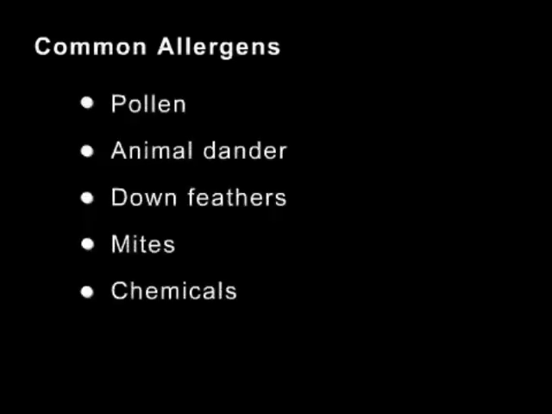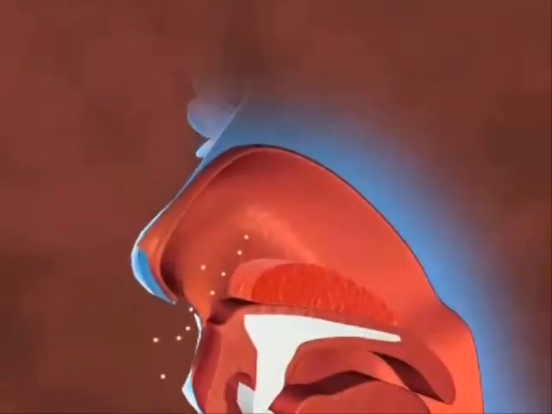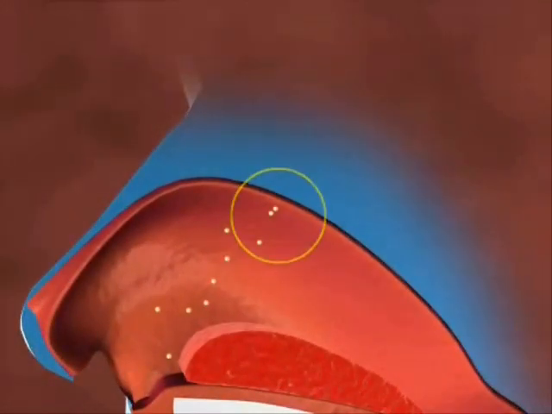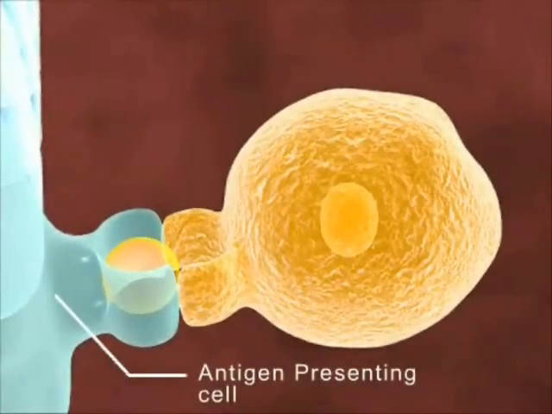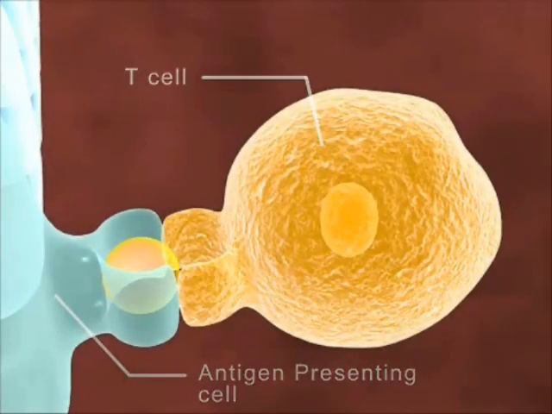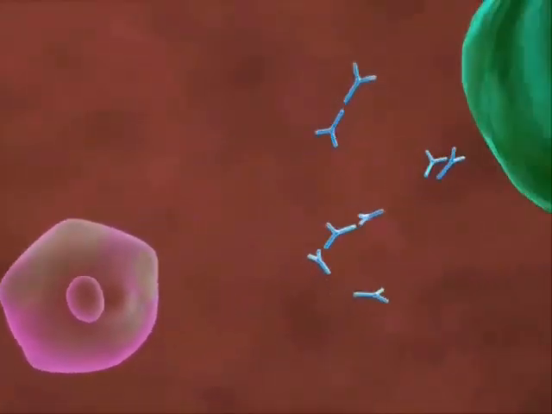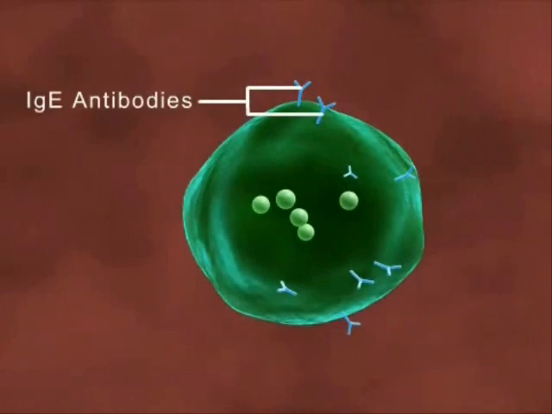An allergy is an overreaction of the immune system to a normally harmless substance called an allergen. Common allergens include pollen, animal dander, down feathers, mites, chemicals, and a variety of foods. On first exposure, the inhaled allergen enters the mucous membrane lining the nasal passages, where it is taken up by the antigen-presenting cell, which presents it to the T cells. These T cells activate the B cells to release substances called IgE antibodies against the allergen.